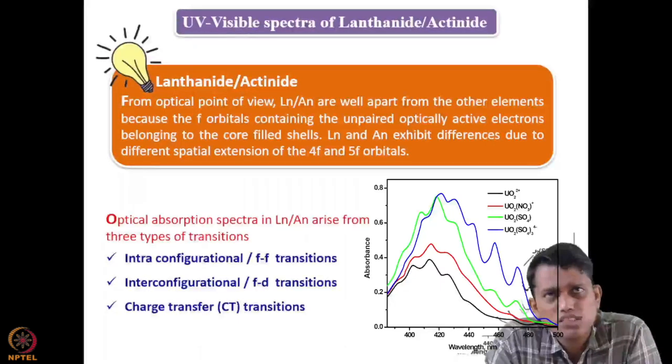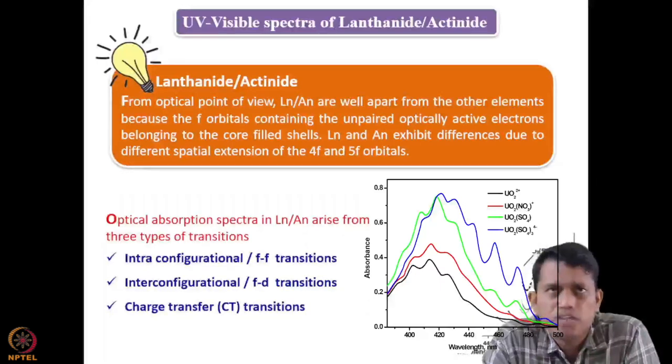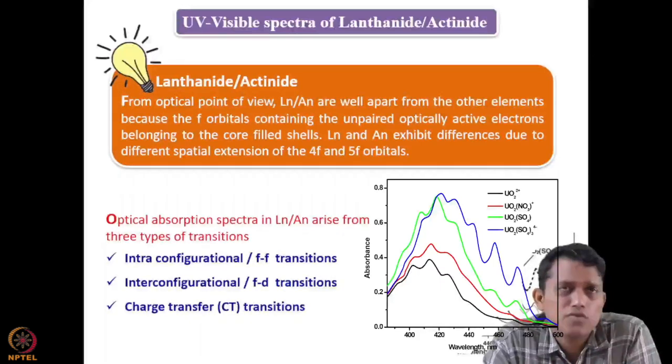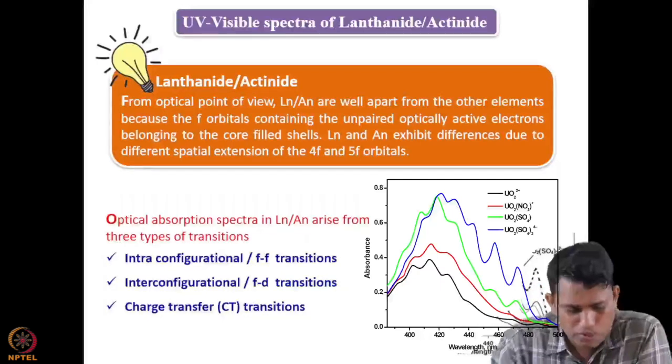So what kind of transitions are generally possible in lanthanides and actinides? As I've already told, from an optical point of view, they are well apart from other elements because they are deeply buried orbitals, and they do not participate much in bonding as compared to the d block elements. And what kind of transitions can we expect in lanthanides and actinides? There are three kinds of transitions: one is called intra-configuration transition, the second is inter-configuration transition, and the third is charge transfer. We'll discuss them one by one.